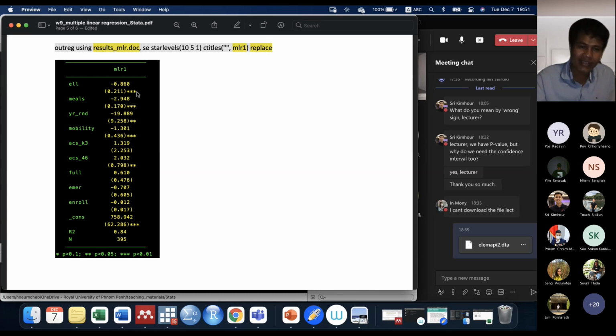So you can just quickly look at the star and say, okay, the significant variables are yield, meal, year-round, mobility, ACS 46. That's it. The other independent variables are not significant. Then you can start interpreting. All right, yield is significantly associated with, or affects, academic performance at 1%. So a 1 unit increase in yield is associated with a 0.86 decrease in academic performance. Then you go to the second one, third one, fourth one, and then to the last significant variable.